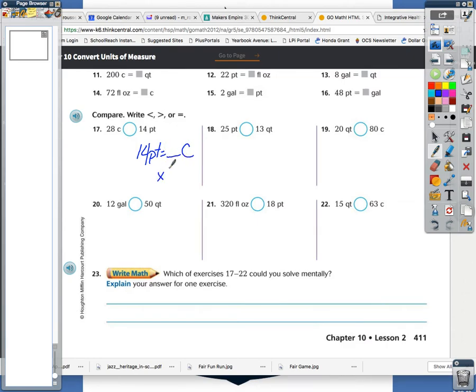From larger to smaller, we know we're multiplying. So we need to know how many cups are in a pint, and we can find that in our chart. There are 2 cups in a pint. Sorry, that's 2 times 14. We don't have 4 pints, we have 14 pints. So 2 times 14 is 28, which gives us 28 cups. So 14 pints equals 28 cups, so that means we're now actually comparing 28 cups and 28 cups, which would be equal.